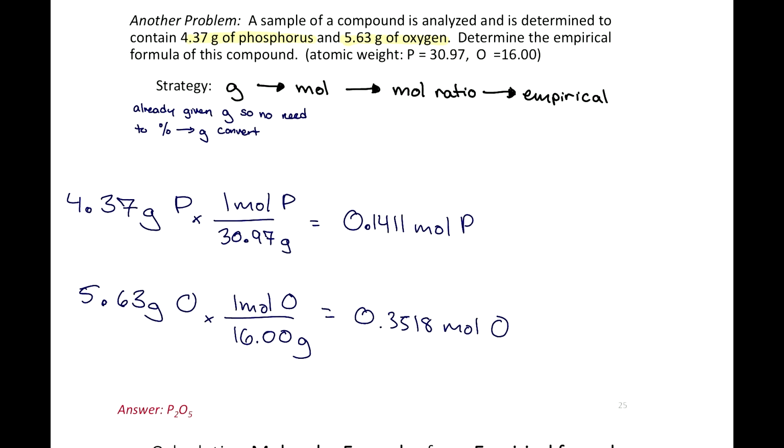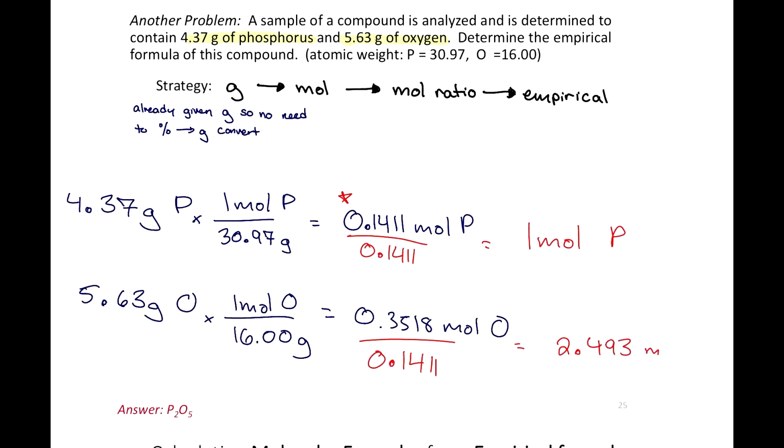All right, is this my chemical formula? No, it's not. So we need to force them to be whole numbers. So we're going to divide by which number? The smallest one. So we're going to divide by 0.1411. This forces there to be 1 mole of phosphorus present. But then if we divide the mole amount of oxygen by this 0.1411 number, we get 2.493 moles of oxygen.